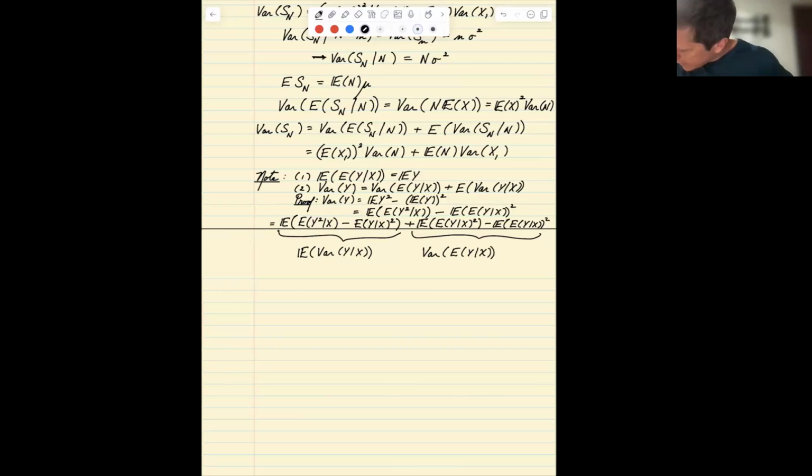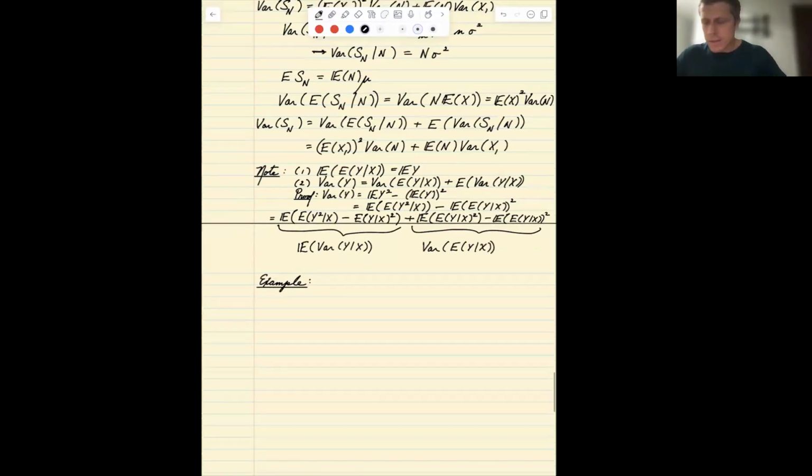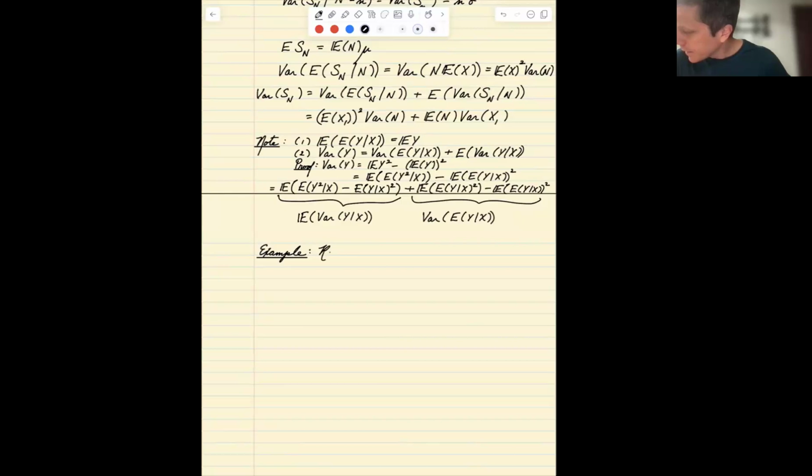So now for a dice example, let's see how we can apply this to another situation. So let's suppose we have a 10-sided die. And if we roll a 1 up through a 7, we win that many dollars.